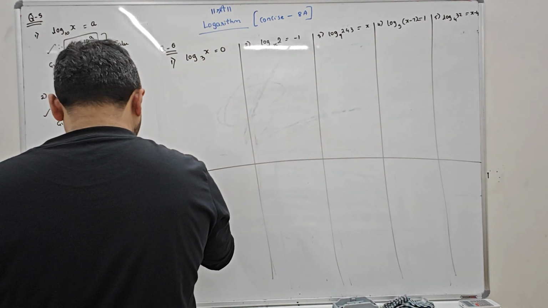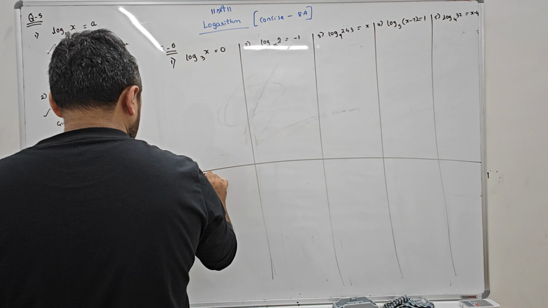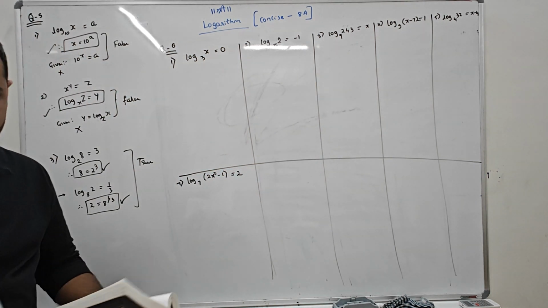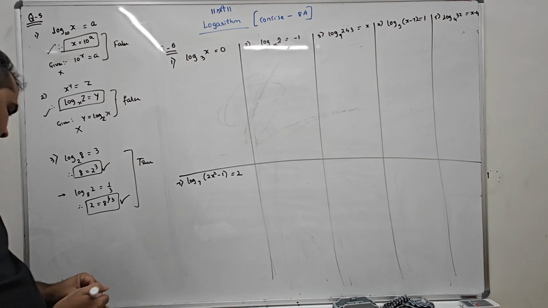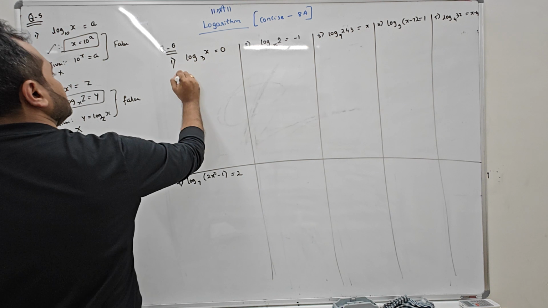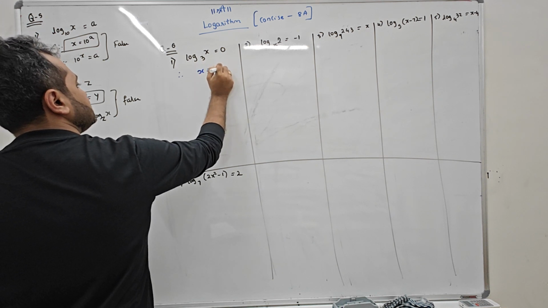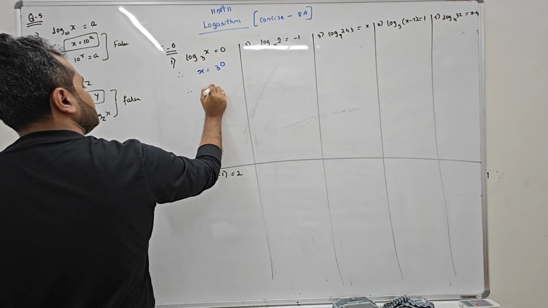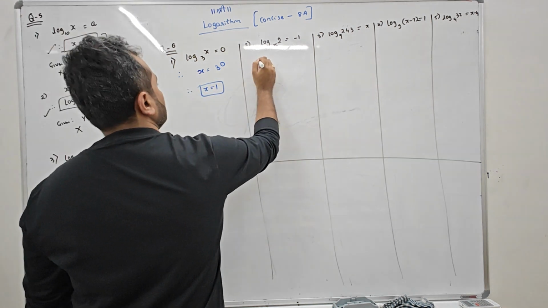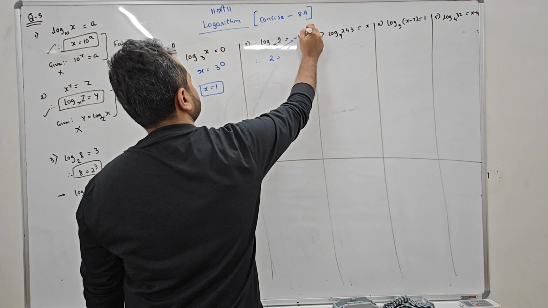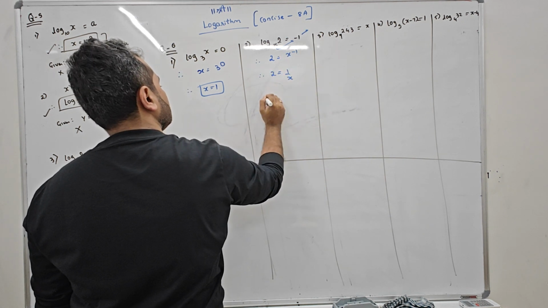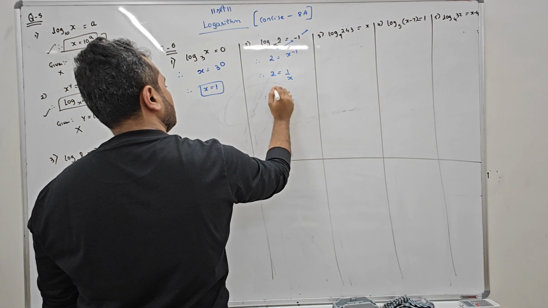And last, log of 2x square minus 1 is equal to t. So let us solve these questions together. First, can I write x is nothing but 3 raised to 0? Therefore, x is nothing but 1. Anything raised to 0 is 1. Can I write 2 is nothing but x raised to minus 1 upon x, reciprocal.